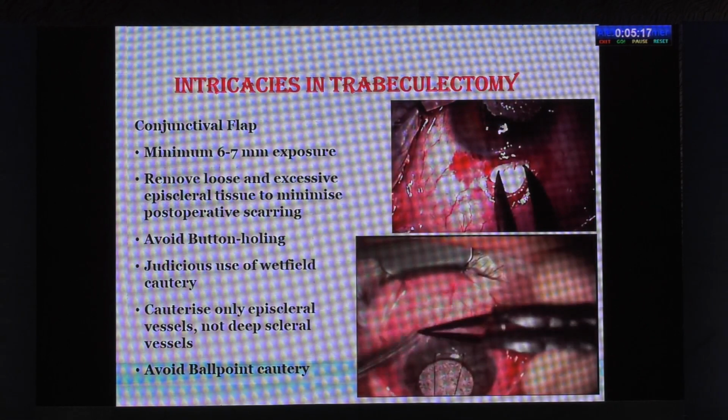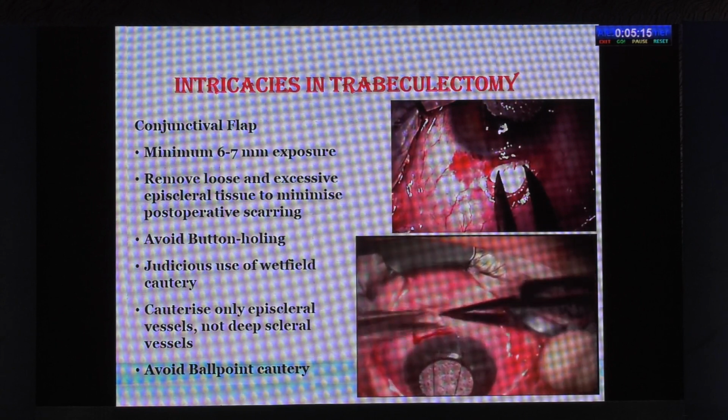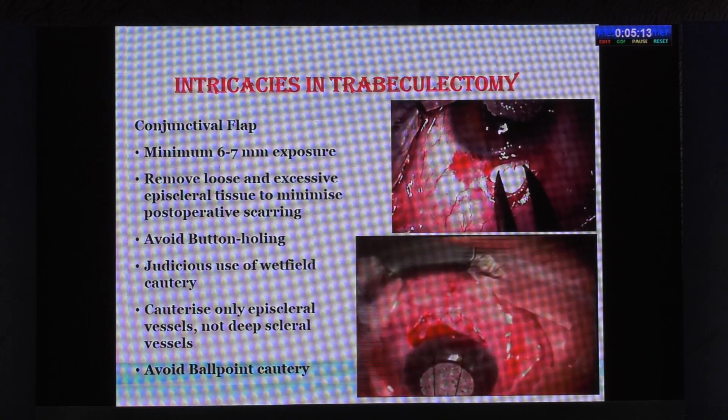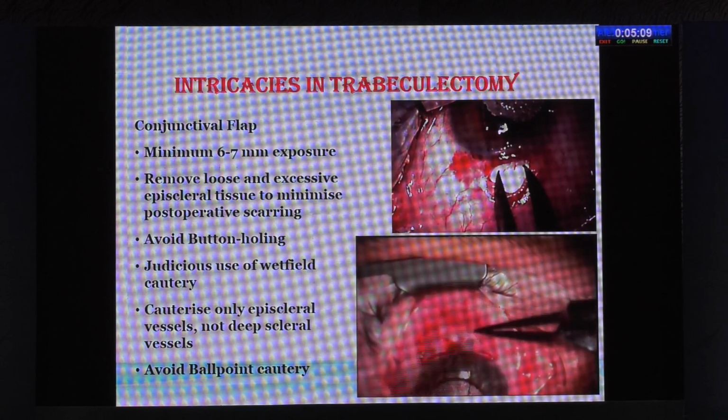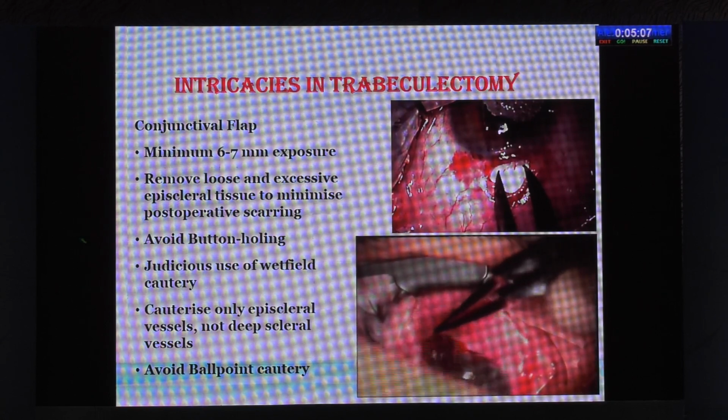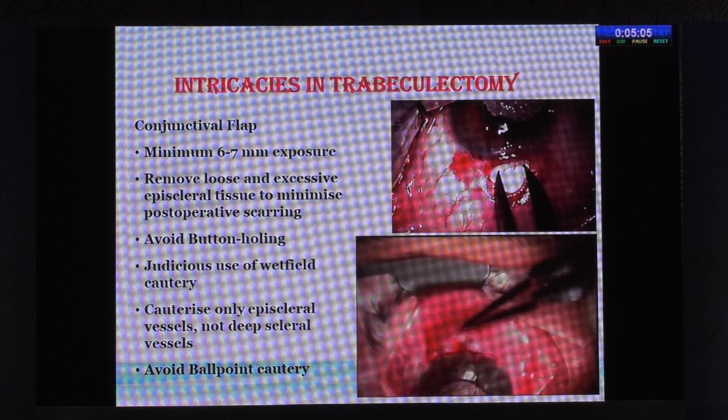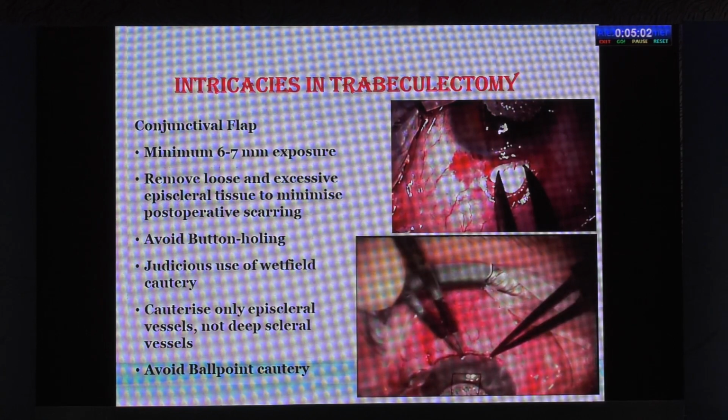What is the minimum? You should have at least 6 to 7 millimeters of exposure, as I'm showing in this video, and remove any loose or extra episcleral tissue, but avoid any buttonholing. So you have to be very gentle while handling the conjunctiva, and while using cautery also you have to be very gentle. Cauterize only the episcleral vessels. You do not want to do unnecessary cauterization, which can lead to shrinkage of your scleral flap.